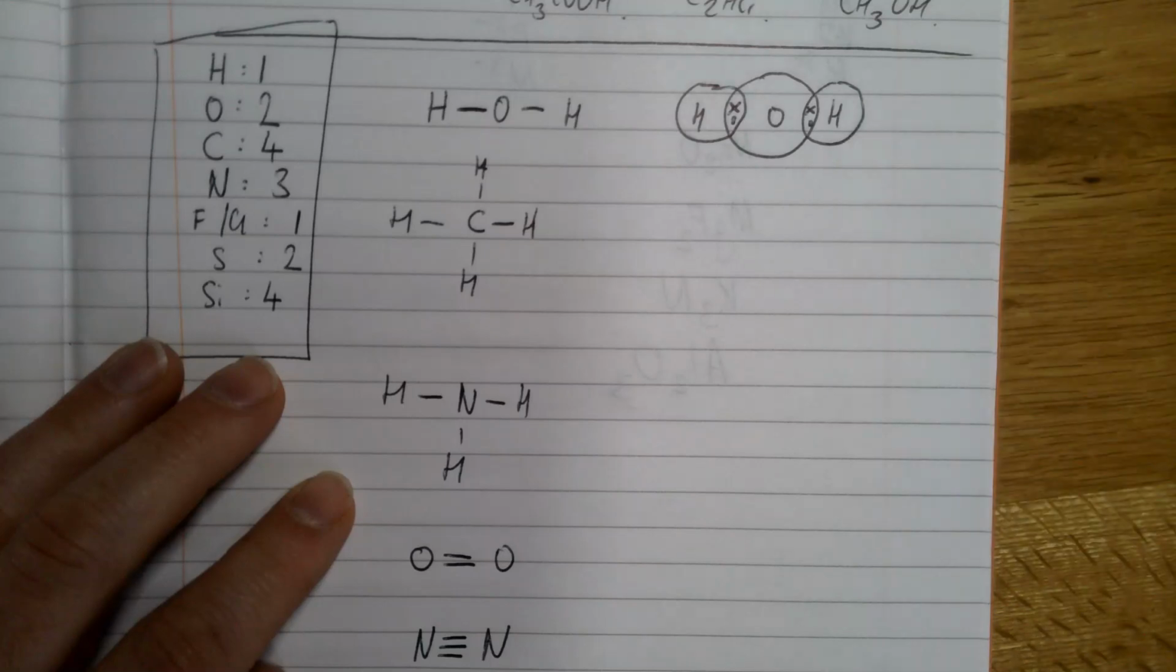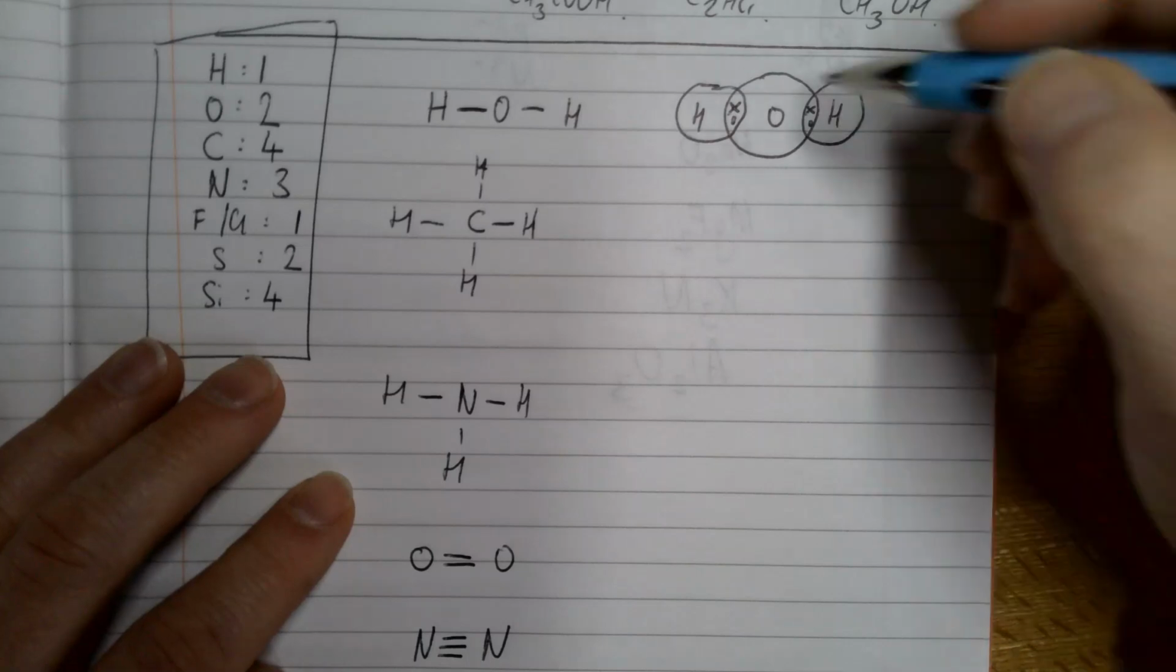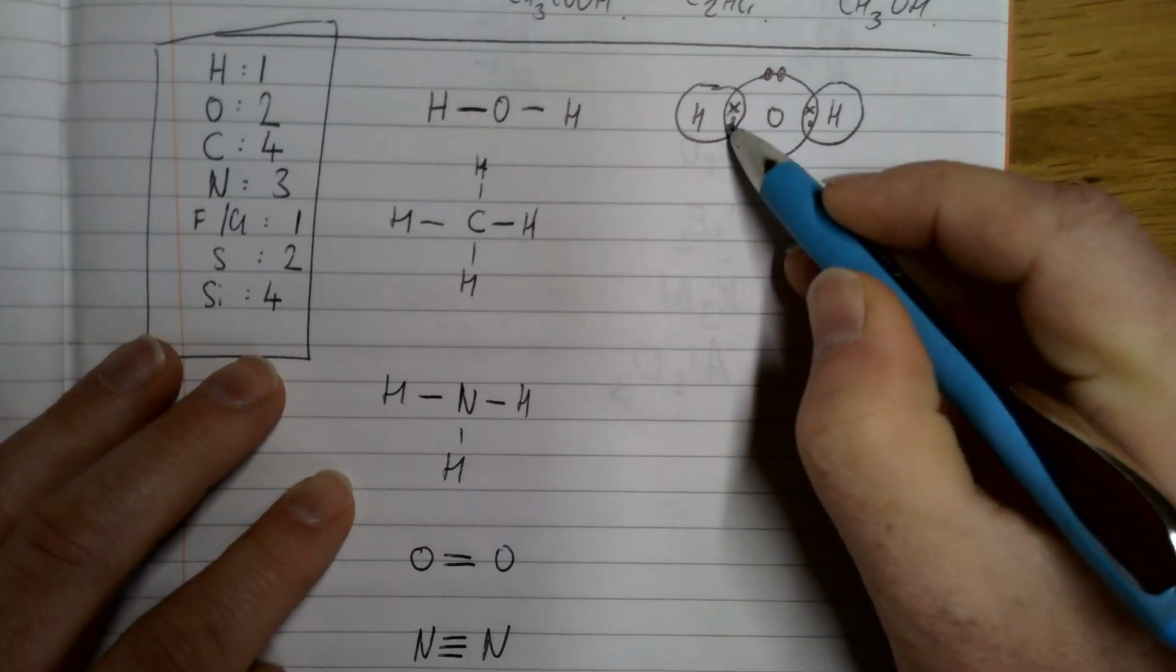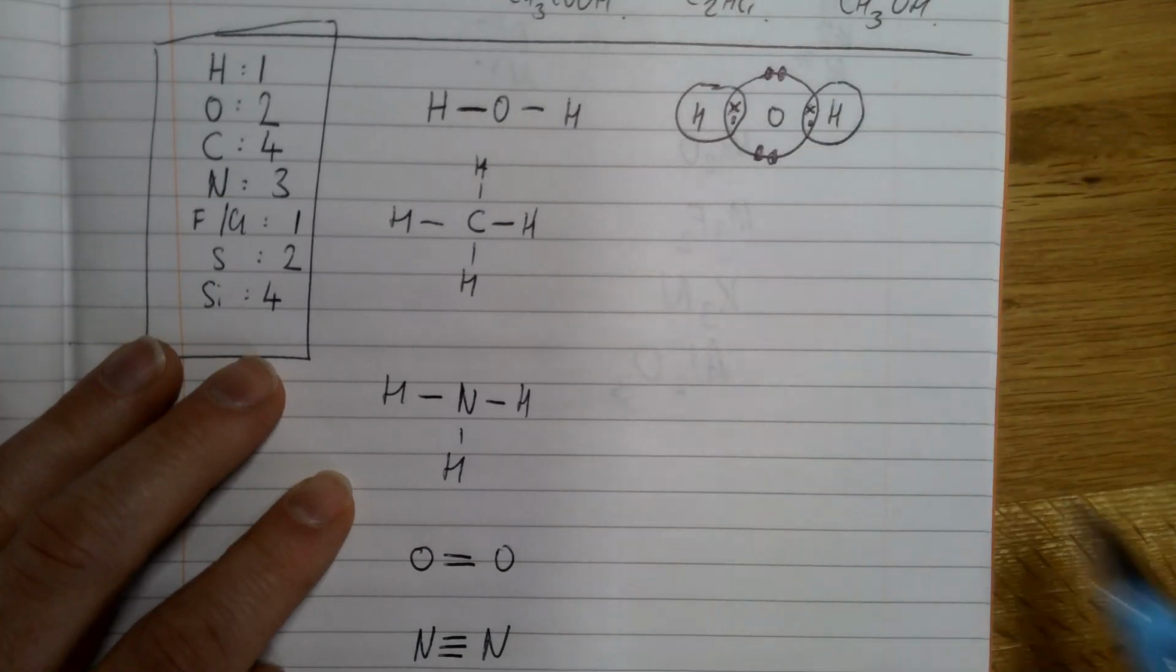Hydrogen's done on both sides. Oxygen you can get 8 in total in the outer shell, and it had 4. 1, 2, 3, 4. So I've added 4 more, so it's got 2 more pairs of electrons, if you like.